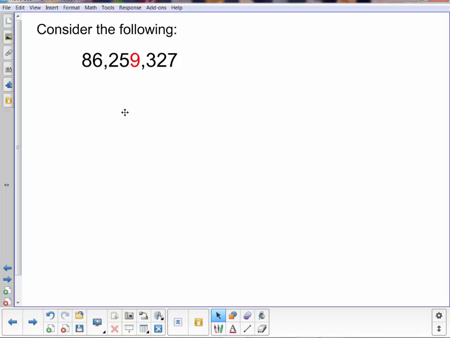If you look at the number just below it, its thousands place digit is also in red. Obviously, because both of these numbers have different digits in their thousands place, the numbers are definitely not equivalent to each other or equal to each other.